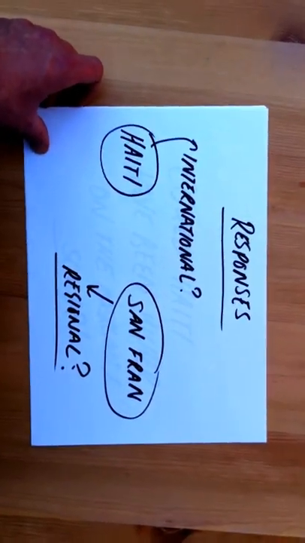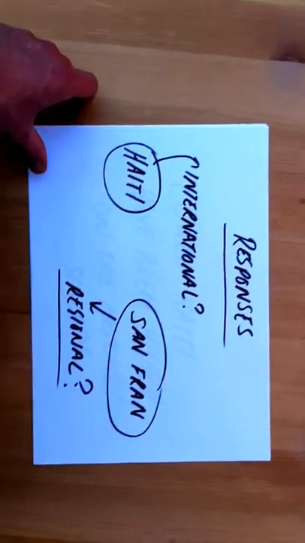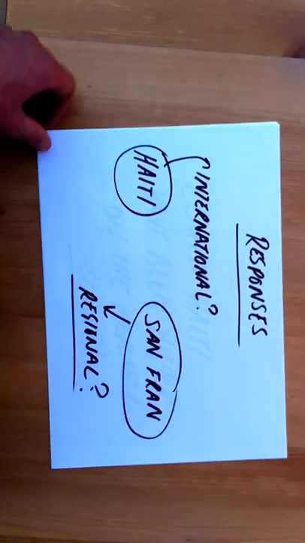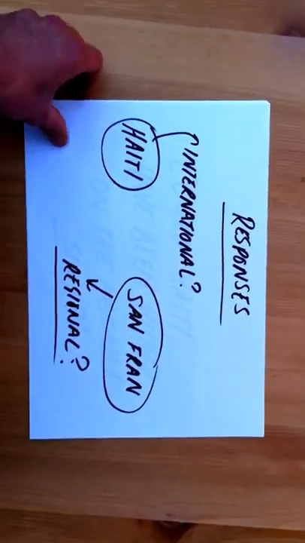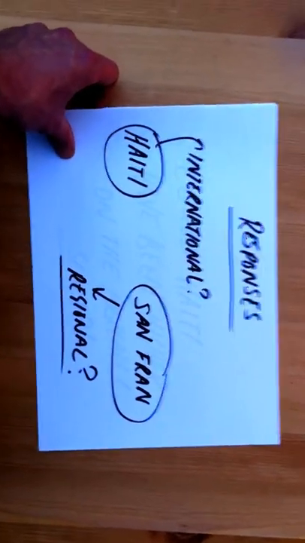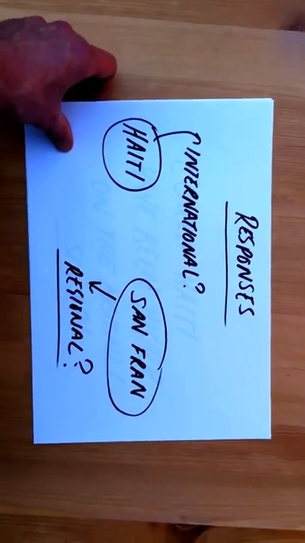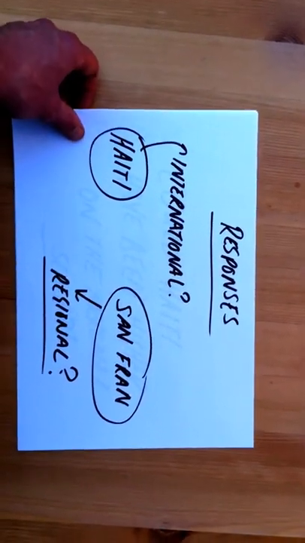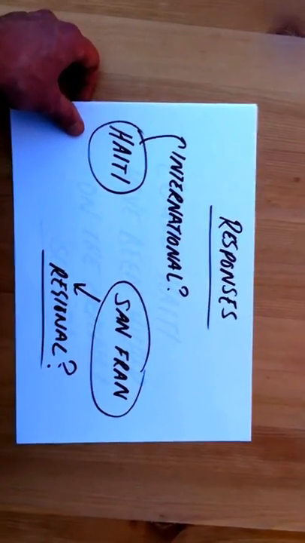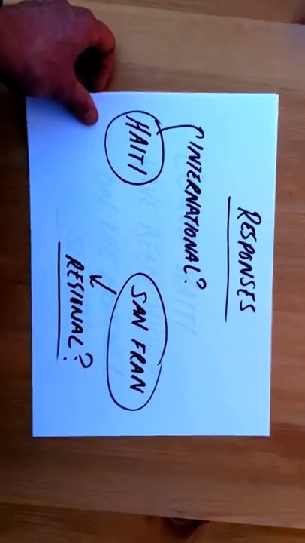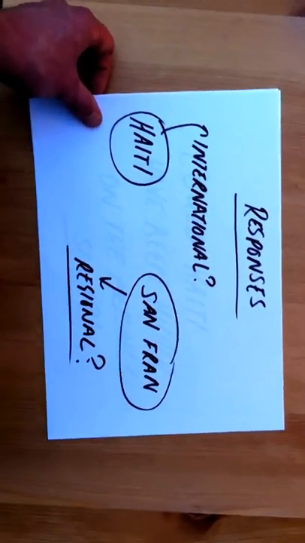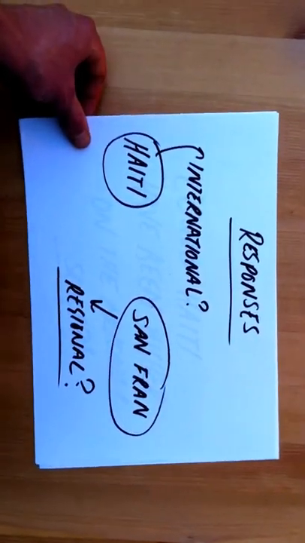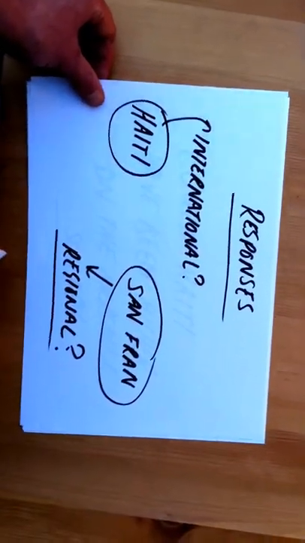Now, I've put Haiti as more of an international effort and a more of an international response. Aid agencies were heavily involved in the response in Haiti, primarily because it was an LEDC, a less economically developed country, so it struggled to come to the responses on its own. San Francisco, I've put a question mark, maybe their responses were regional. Maybe America and the USA and California could sort out some of those responses using the money that they've got available to them in a much, much easier way than the responses of Haiti.